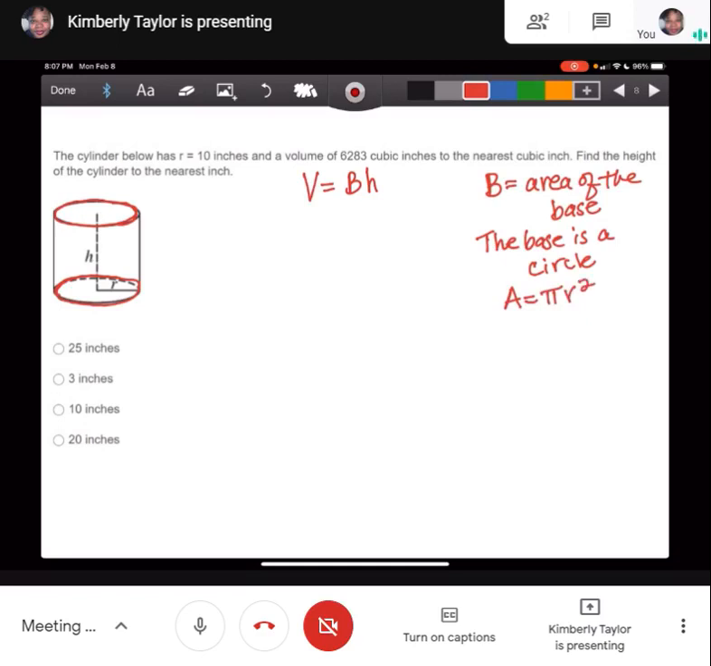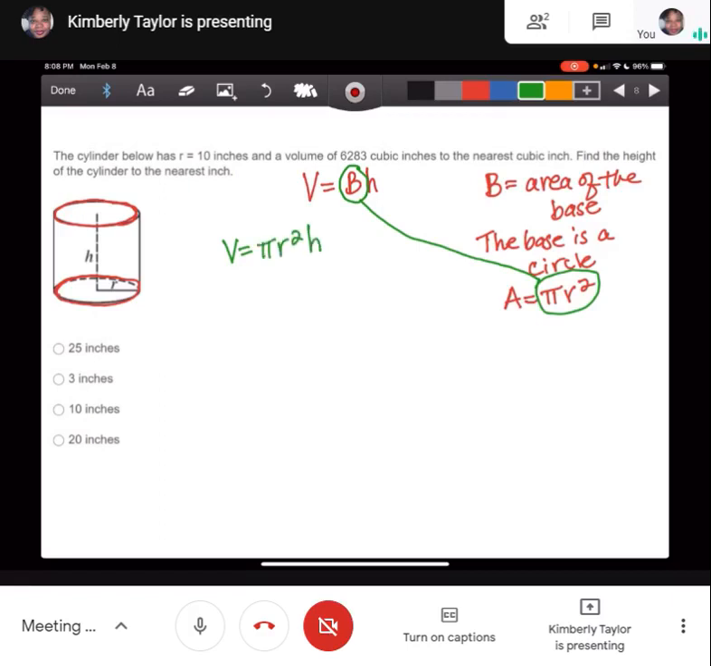So we need to replace this letter, capital B, with pi r squared. That's what I'm going to do. Take the capital B and replace it with pi r squared, because that's the area of the base. So now we have this formula, V equals pi r squared times the height.